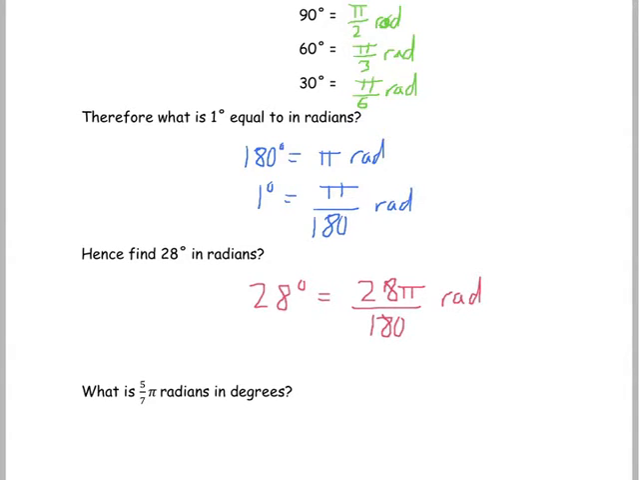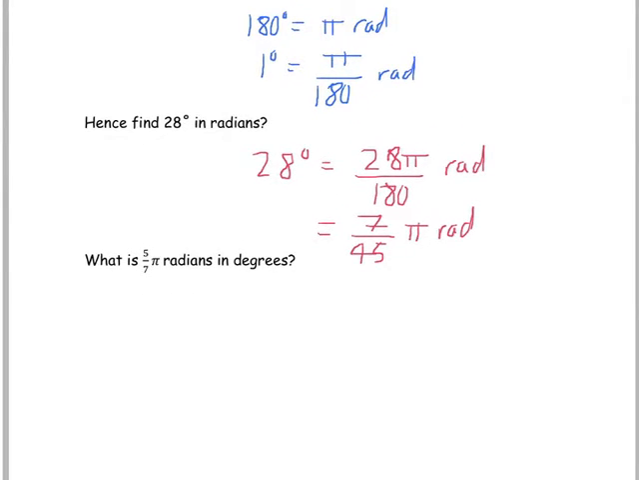Now, if you can simplify the fraction, you should do this. Well, 28 over 180, you can divide both the top and the bottom by 4, which means it's equal to 7/45 of pi radians. There's no need to pick up your calculator and find out what that is. That is the most accurate answer in that form. So when you're dealing with radians, you want to leave in the pi.